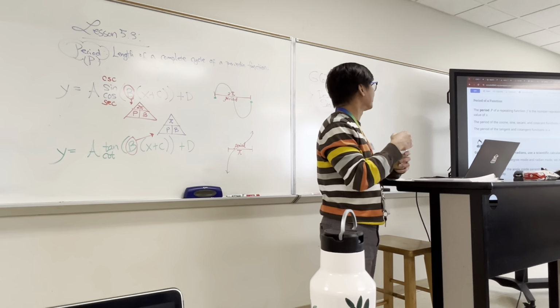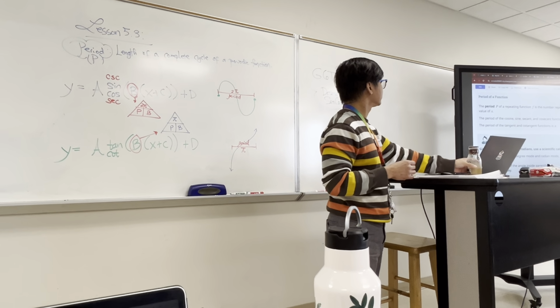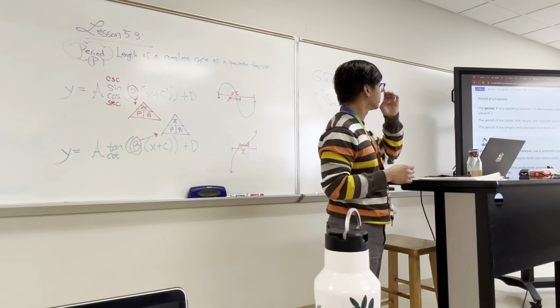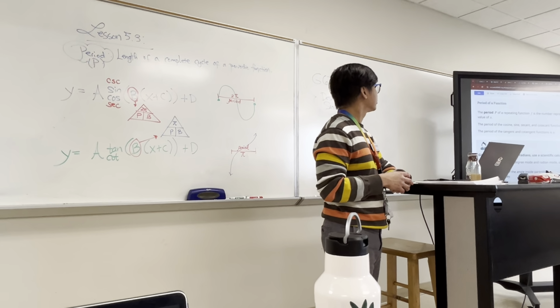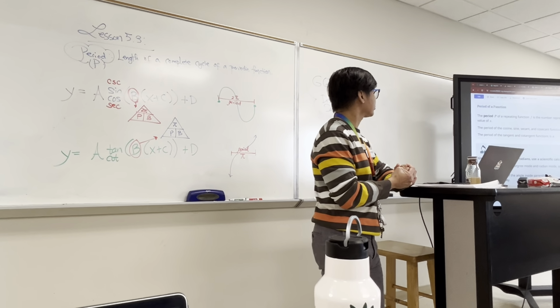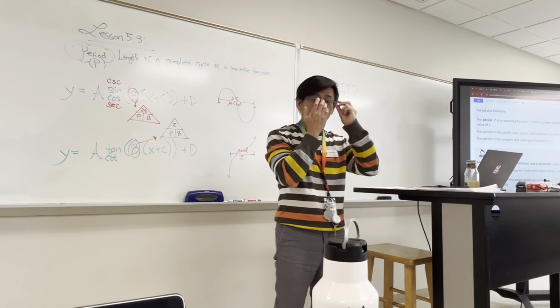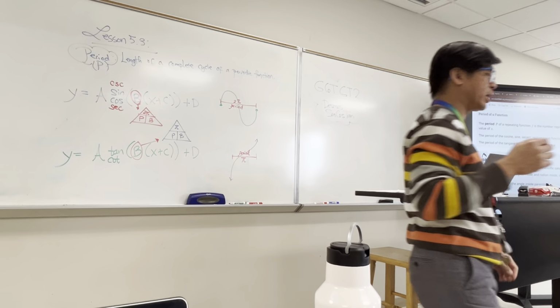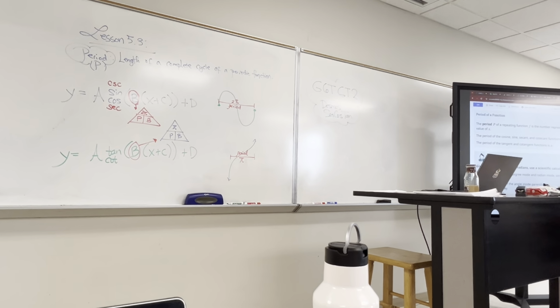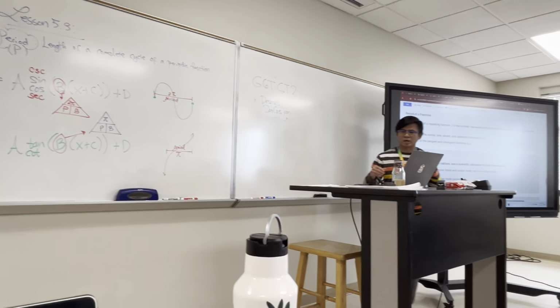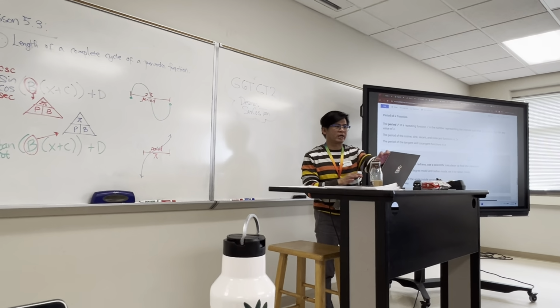Continue, please. The period of the cosine function is 2 pi. The period of the tangent and the cotangent function is pi. Thank you. All right. Now, how are we going to see those? So visually, a period is this. For example, if I type in sine. So how do we visualize period?